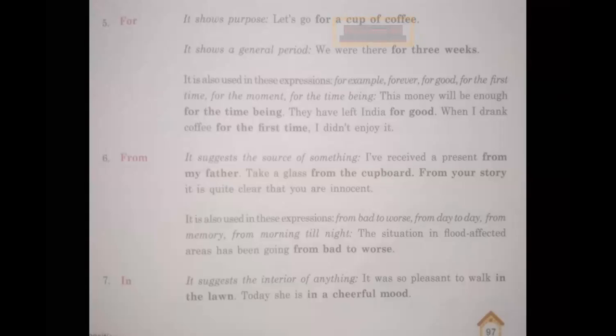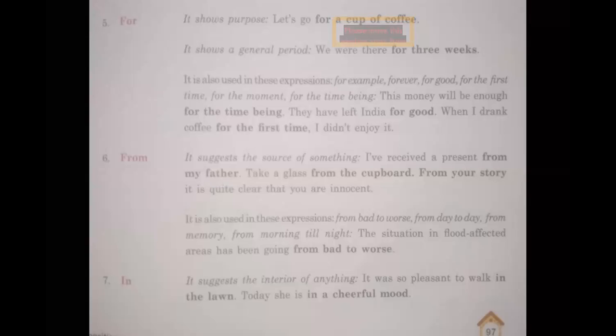So what do we understand, children, here in these expressions? We understand that these are going to be used practically. Now you see the next one is in. It suggests the interior of anything. Interior means कि जब आप किसी के अंदर होने की बात करते हो, so वहां पर आप in use करते हो. It was so pleasant to walk in the lawn. यानी lawn के अंदर जो घूमना था, वो बड़ा अच्छा था.